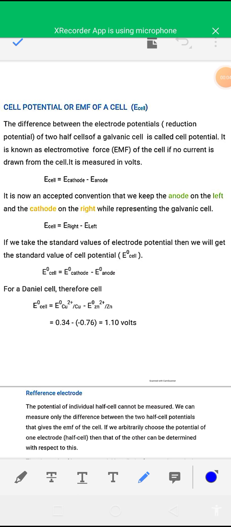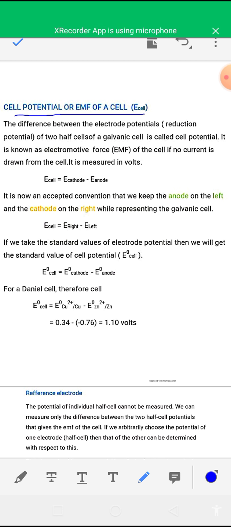In this video, today I will discuss how to calculate the cell potential. Cell potential or EMF of a galvanic cell is represented as E cell. In the last video, I told you that every electrode has a specific value of electrode potential. If an oxidation reaction is taking place at the electrode, then the electrode potential will be the oxidation electrode potential. And if a reduction reaction is taking place at the electrode, then the potential of the electrode is known as reduction electrode potential.